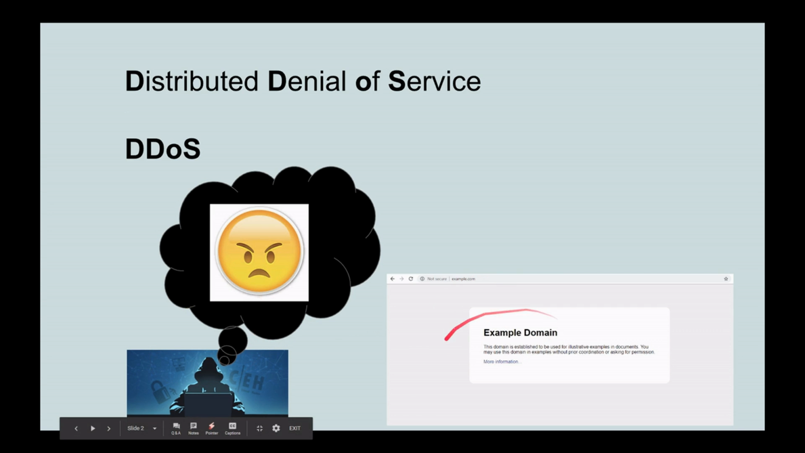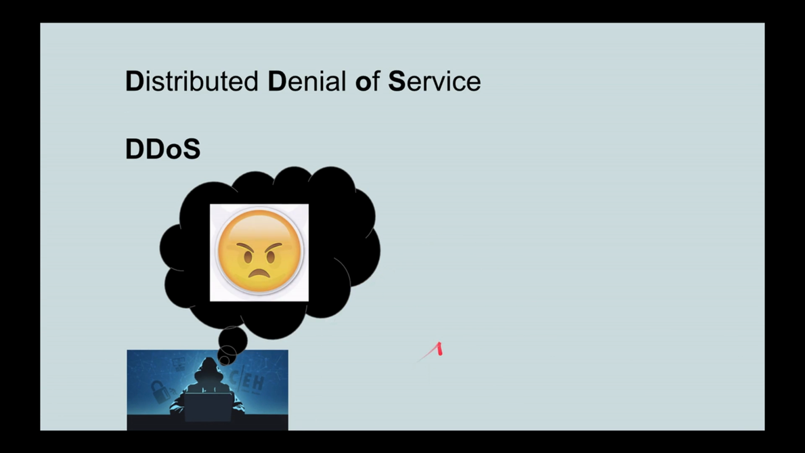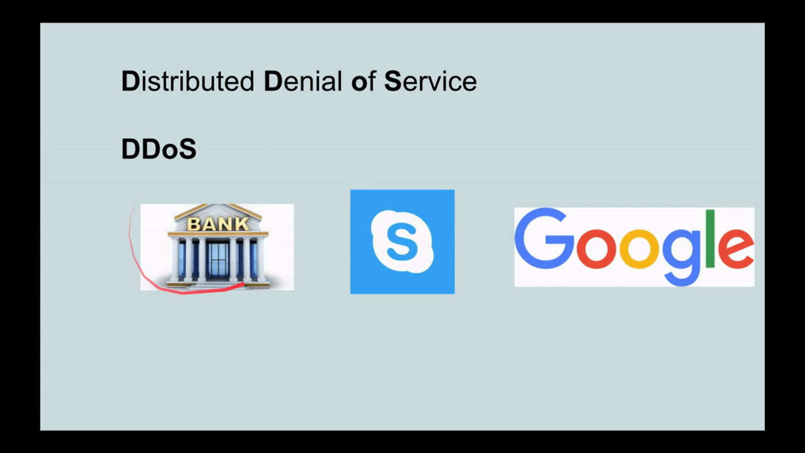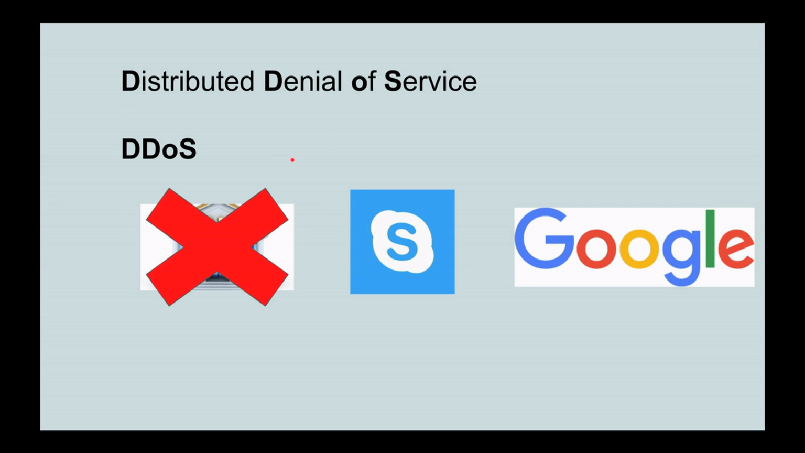So our hacker here doesn't like example.com, so they are going to use a DDoS attack, and now nobody can access example.com anymore while it's being DDoSed. These attacks can be harmful as they can prevent businesses from using their websites productively. They can hinder communications, and they can prevent the use of helpful online tools such as Google.